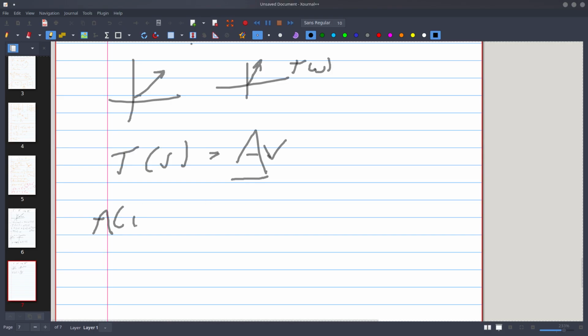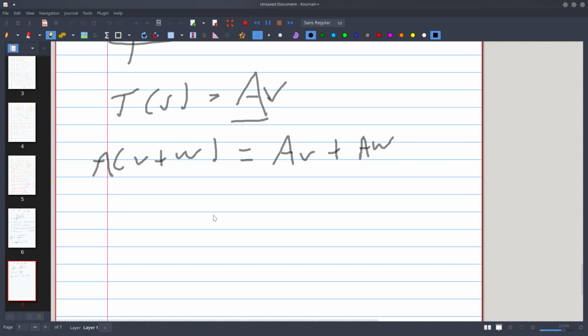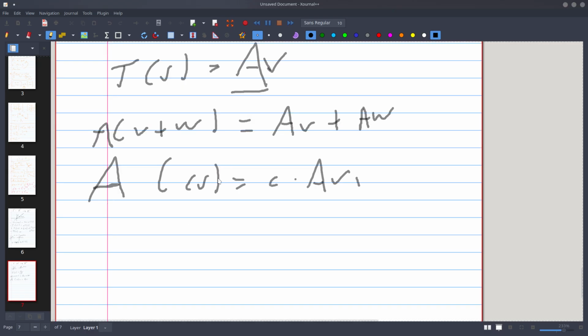So A times (v plus w) should be A times v plus A times w. This is fairly straightforward stuff. It's the same set of rules, again, just repackaged this time to accommodate this matrix A that we've been working with the entire time. And so A times cv is just c times A v. Same rules for linear transformation, and then A of 0 is obviously 0, right?